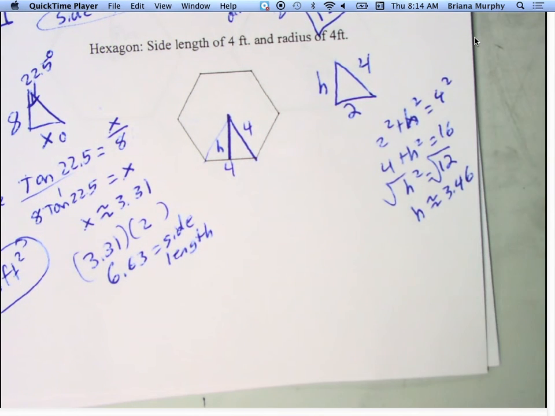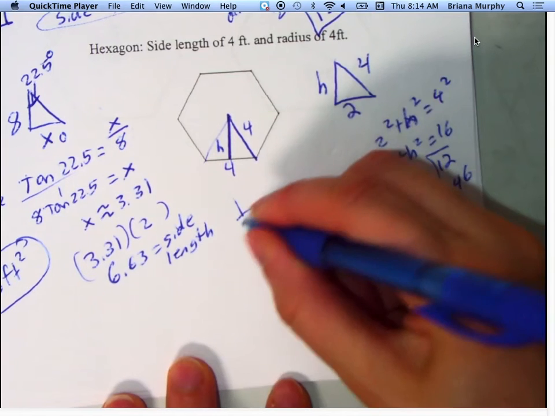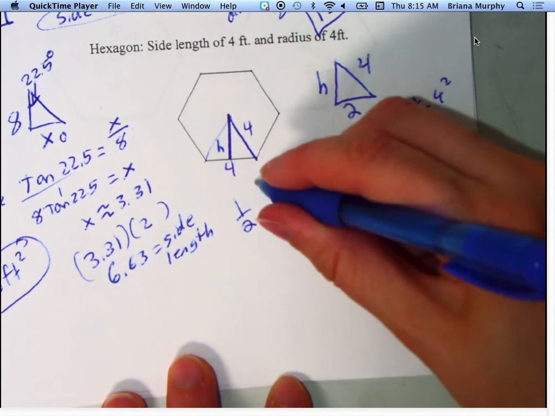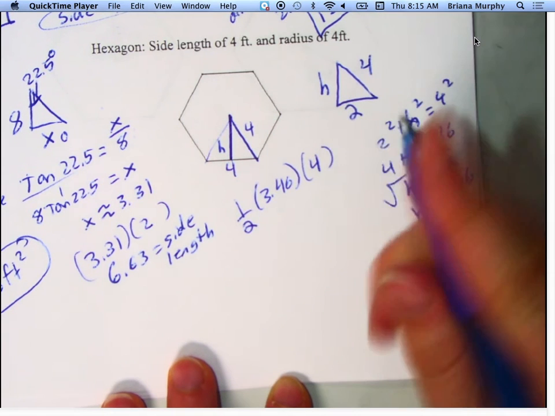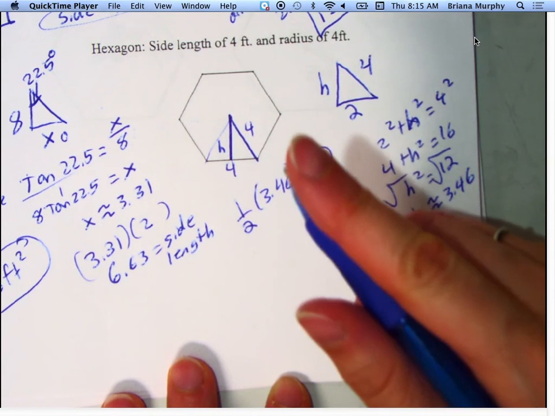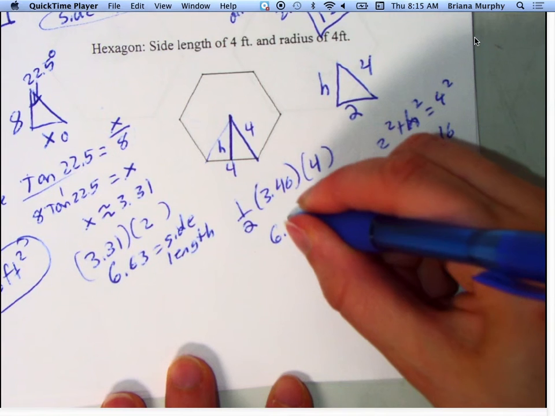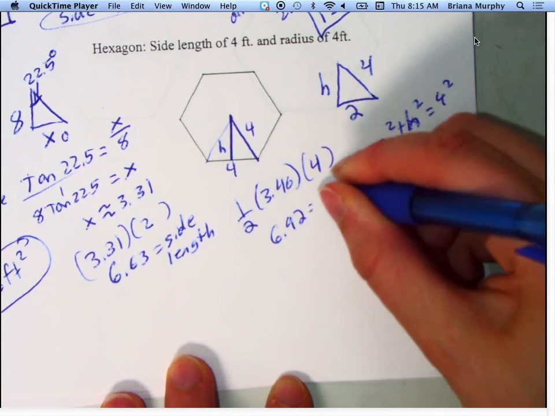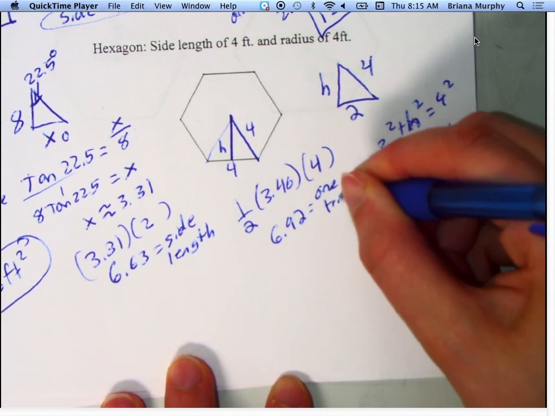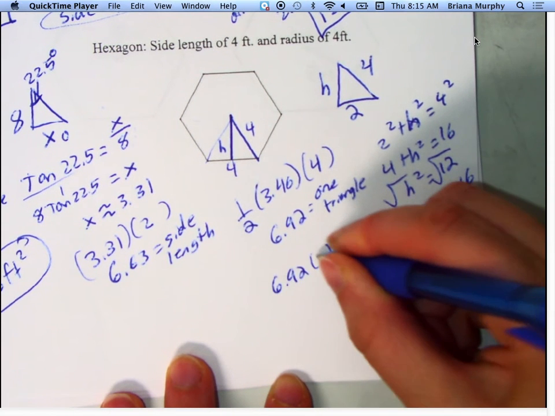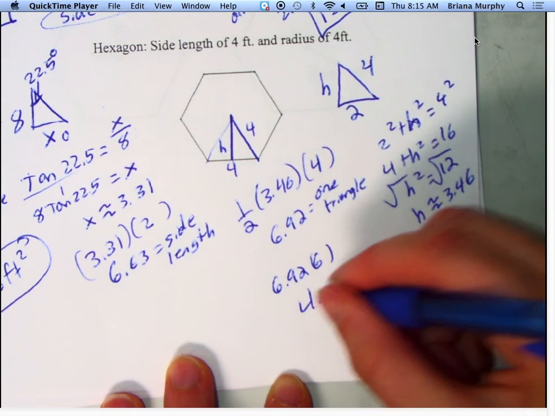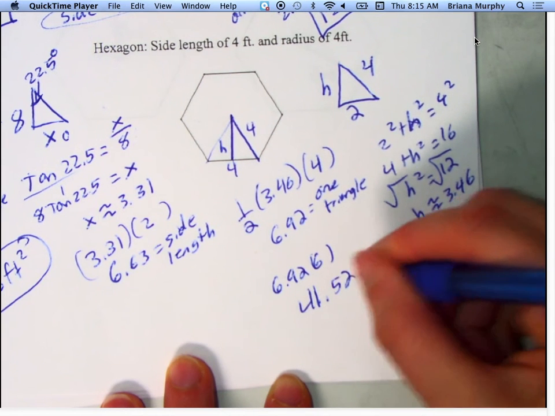Okay? So then we're going to go 1/2 the height, 3.46, times the base, which is 4. And we get one triangle is 6.92. One triangle. How many triangles are there in a hexagon? 6. So 6.92 times 6, giving us 41.52 feet squared.